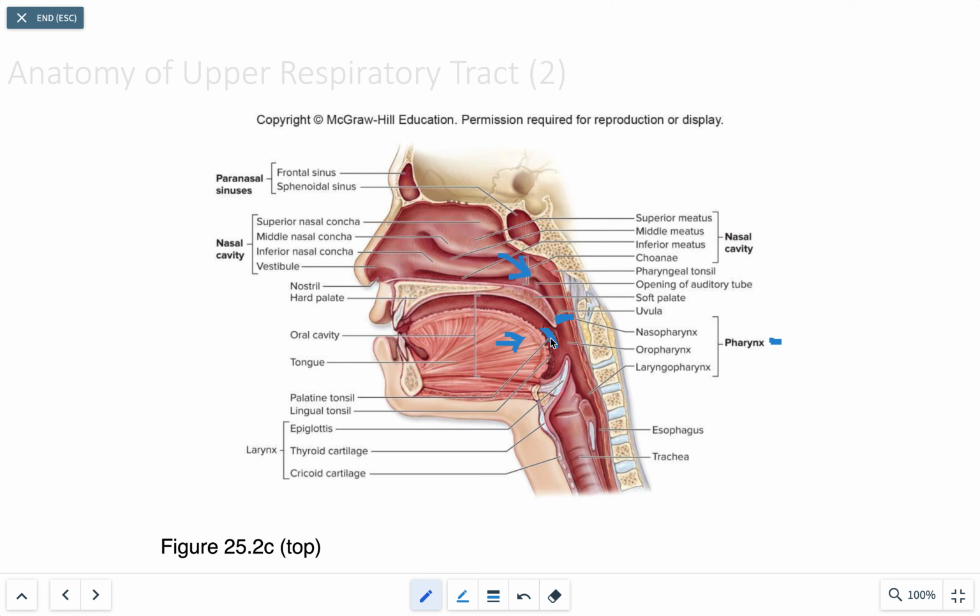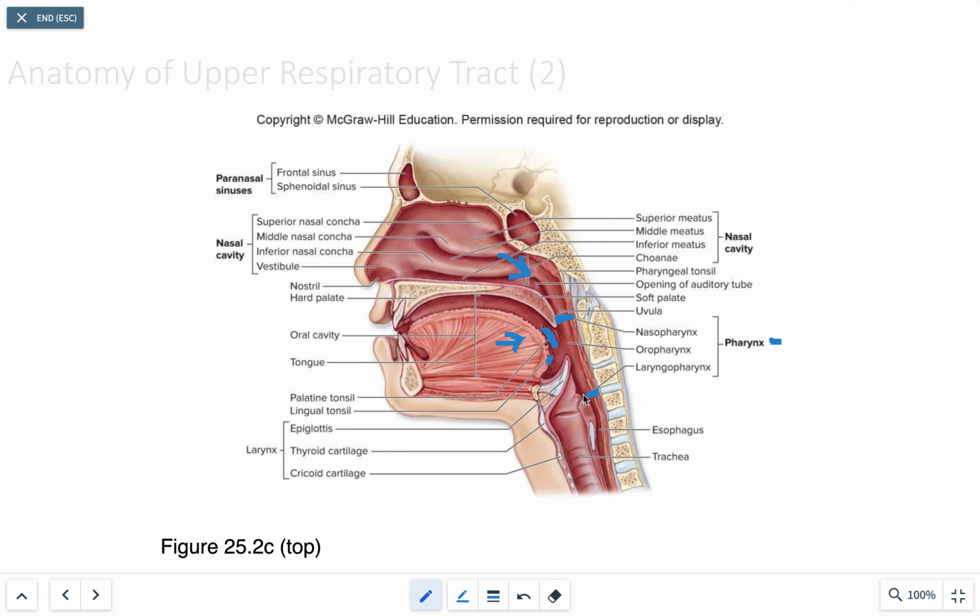Another line of defense that we have is the palatine tonsil, which is located on the posterior aspect of the oropharynx. And then at the base of the tongue, we have the lingual tonsil, also most important for a line of defense against any antigen or pathogen coming in. And then the laryngopharynx, there's the region where you see the beginnings of the esophagus.